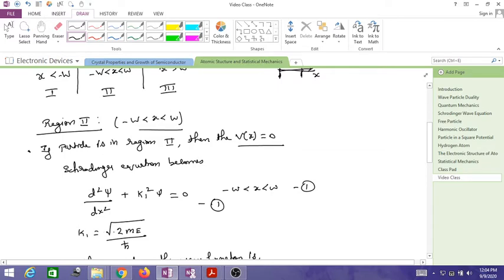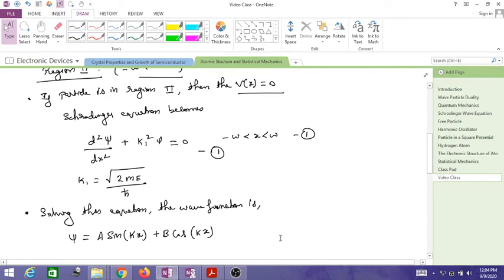So now here k is nothing but the square root of 2m into E by h bar. Now if we solve this equation, then we get the two sine and cosine terms. Here we get this sum. This wave function is the sum of the sine and the cosine function here. So that is what we have to understand.